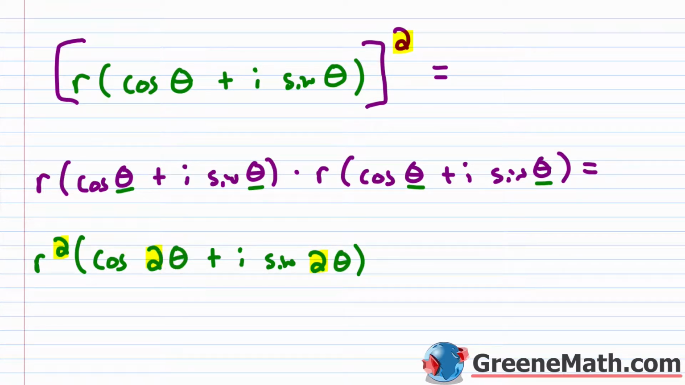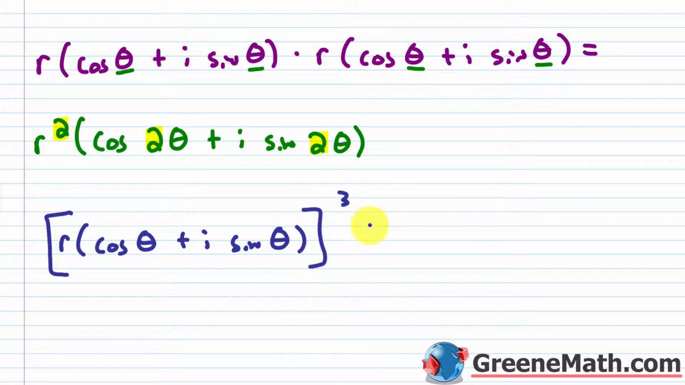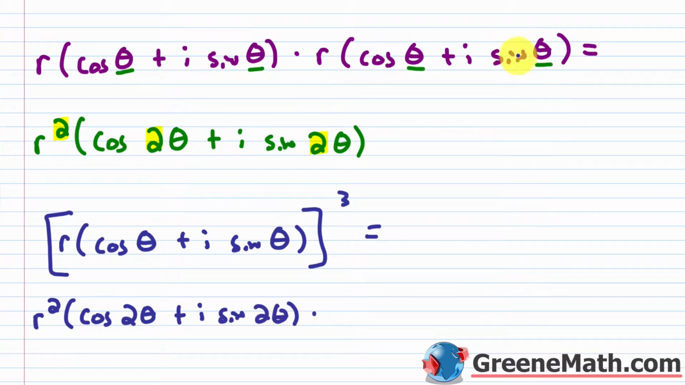Okay. Now I can do another one with you just to show you this. So let's say we did something like r times the quantity cosine of theta plus I times the sine of theta. Okay. Let's say now we cube this guy. So we know that this would be equal to basically this guy times another one. This guy times this guy would give me this guy. So I can go ahead and write r squared times the quantity cosine of 2 theta plus I times the sine of 2 theta, okay? Then multiplied by one more of these. So r times the quantity cosine of theta plus I times the sine of theta, okay?